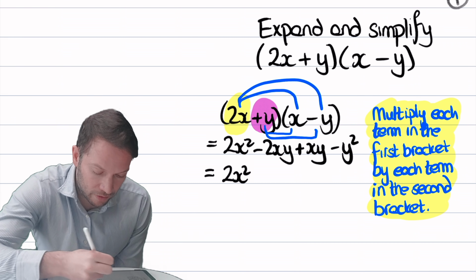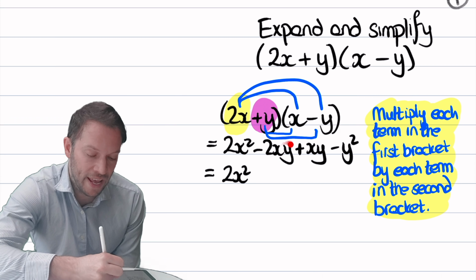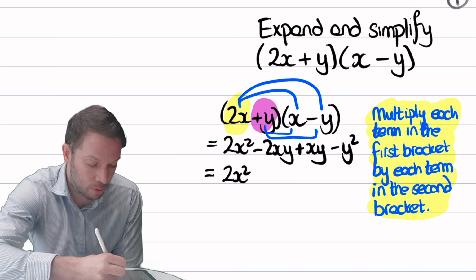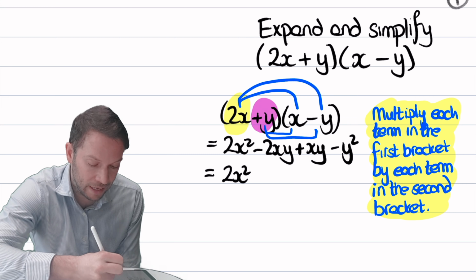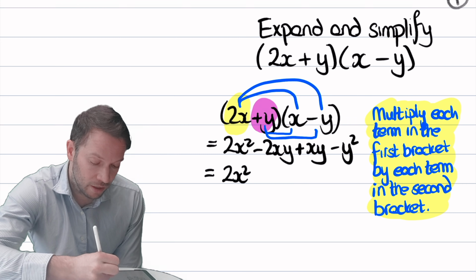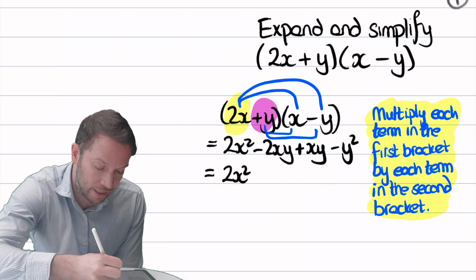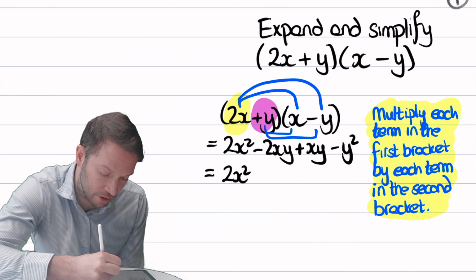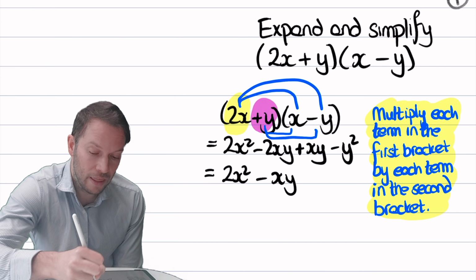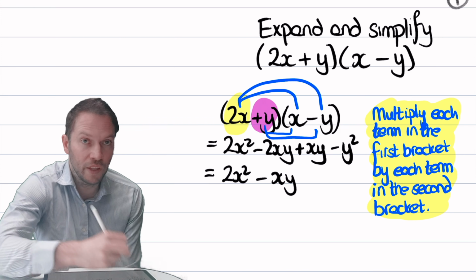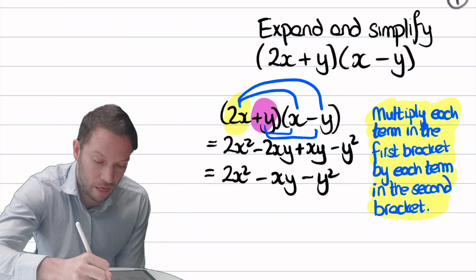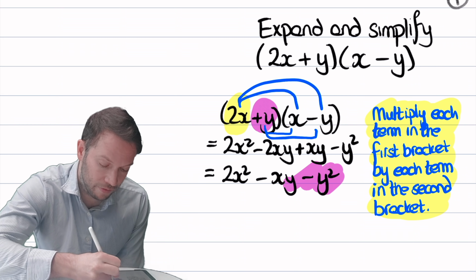Now, what about this minus 2xy? We've got an xy term, involves x and y without powers. Well, this is also xy without powers, so we can collect them together. So we've got minus 2 lots of xy plus 1 lot of xy is minus 1 lot of xy, so we just get minus xy. And then finally, we've got this y squared term. There's no other y squared term, so that just stays as minus y squared. And that is our final answer.